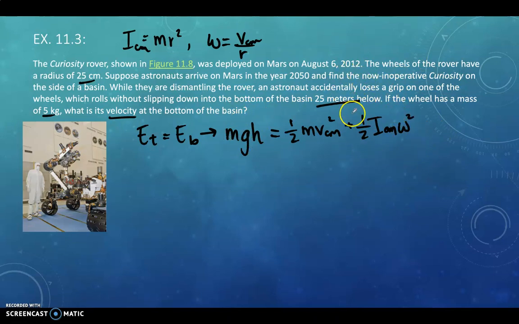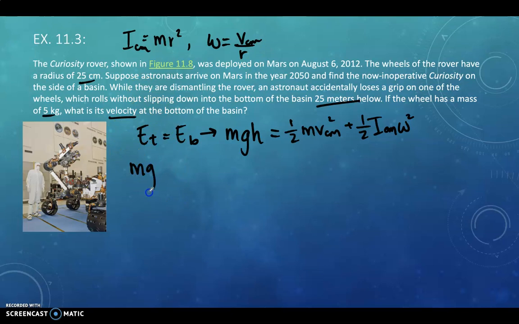Now, we're looking at the velocity at the bottom of the basin. So we need to find a way to look at this in only terms of linear motion. I put a couple formulas up here at the top so that I can plug in here. So for a point, we have I is equal to mr squared, and omega is going to be equal to v center of mass divided by r. So let's go ahead and plug those in.